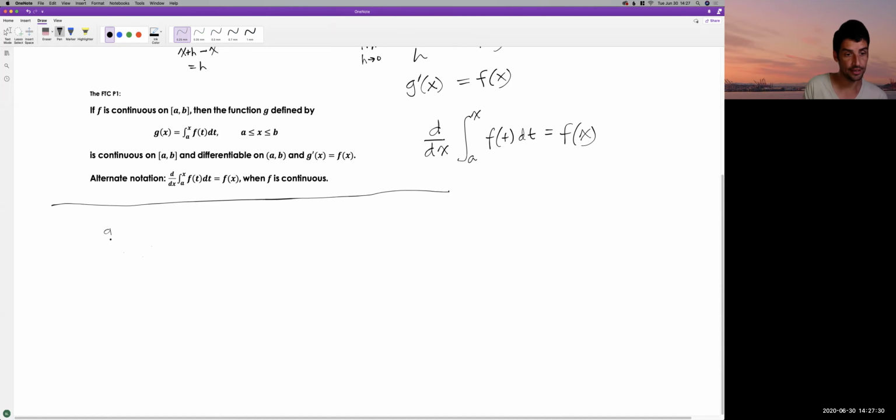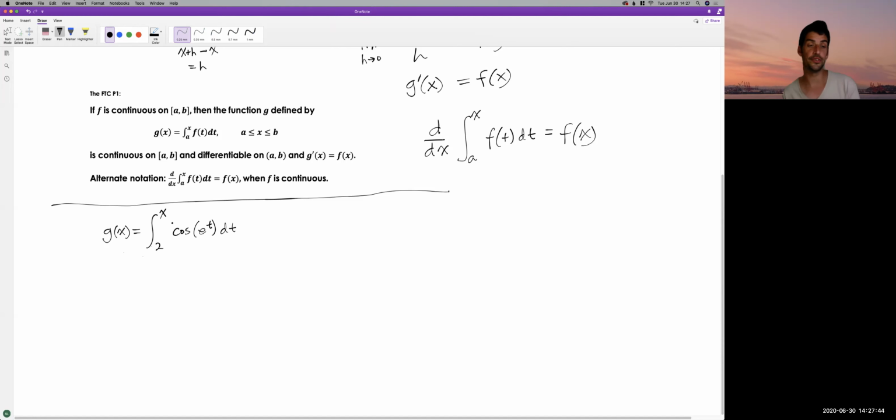For instance, if I told you that g of x was equal to the integral from 2 to x of cosine of e to the t dt, right? Well, cosine is continuous everywhere. E to the t is continuous everywhere. The composition of continuous functions will be continuous on their domains.